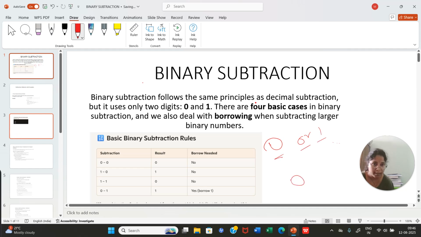So we write binary numbers, 0 and 1, with base 2. This is what we call the base or radix. We are going to do subtraction on these kinds of numbers.